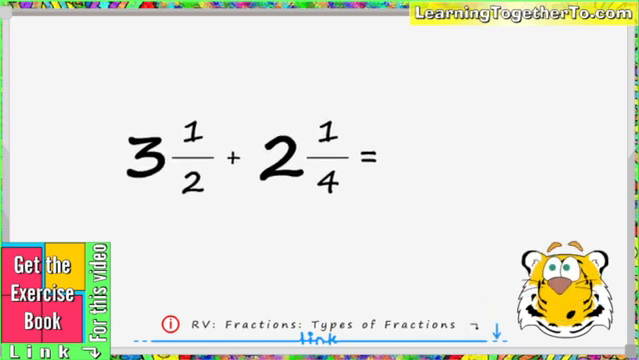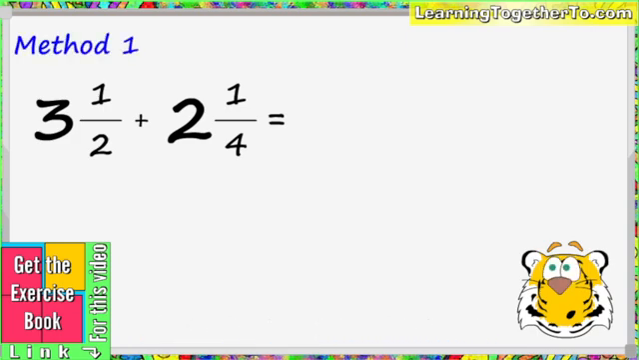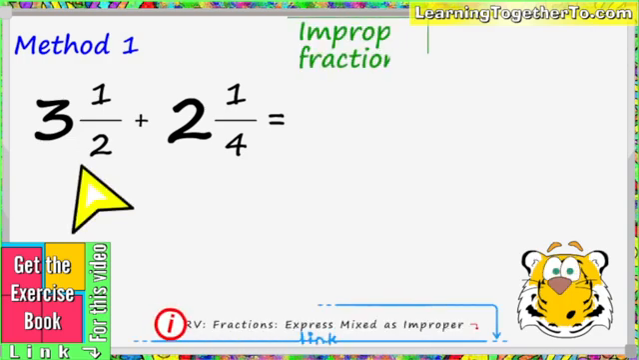Let's move the statement to the side to have more workspace. Tim, there are two ways that we could solve this problem. Some people like to express the mixed fractions as improper fractions first, and then solve the problem. Let's call this method 1 and work that solution first. Tim, what is 3 1/2 expressed as an improper fraction?